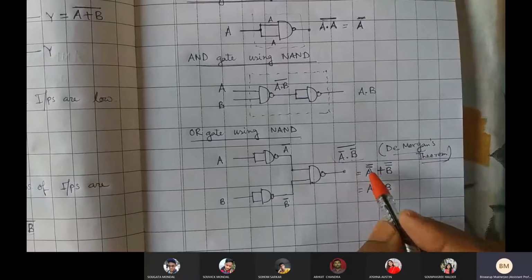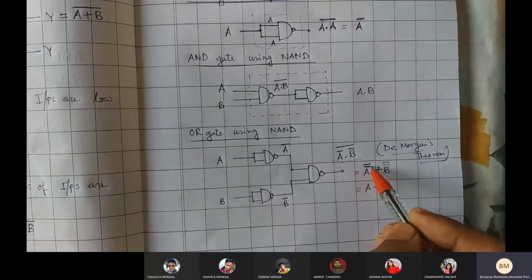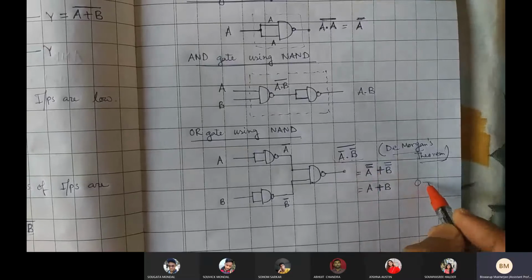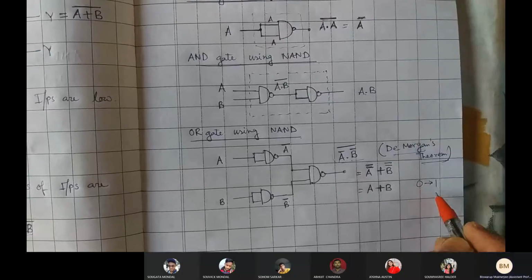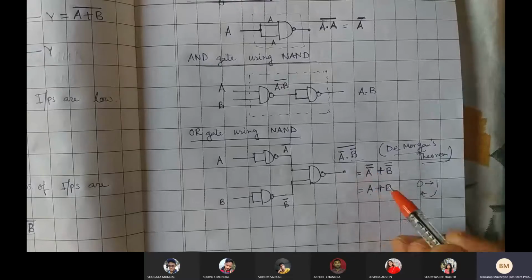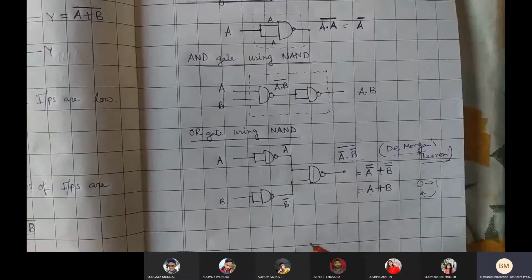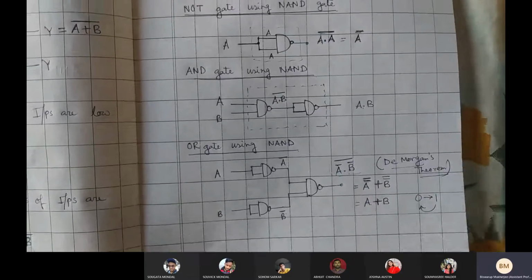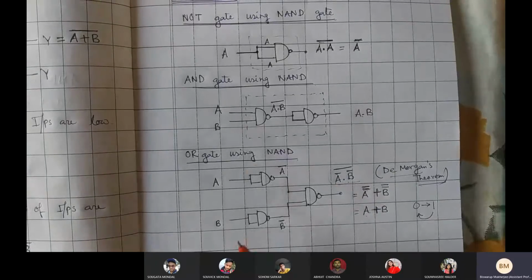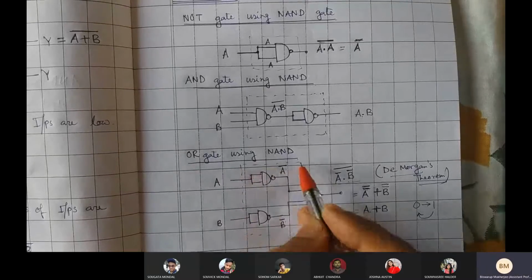And if a double complement is there, one complement of A is A bar. Complement of A bar is again A. If A value is 0, complement is 1. Again complement is 0. So that can be defined as A double complement is equal to A and B double complement is equal to B. In this way we can use NAND gate in order to implement all the other basic gates like NOT gate, AND gate and OR gate.